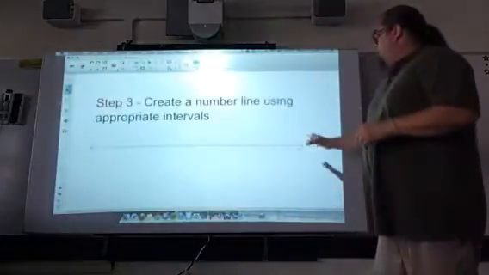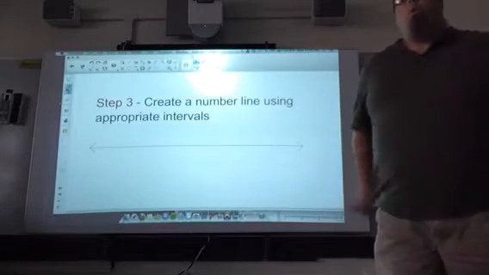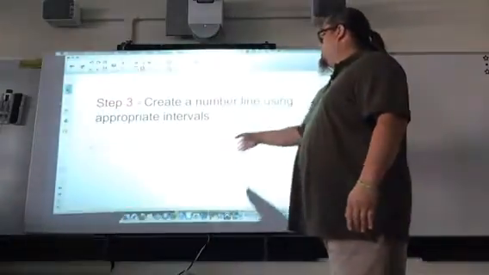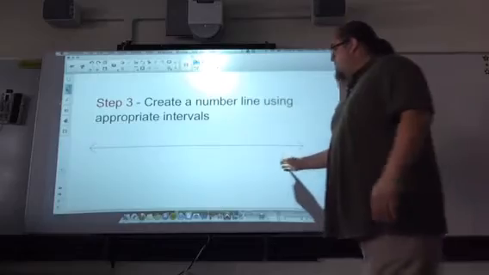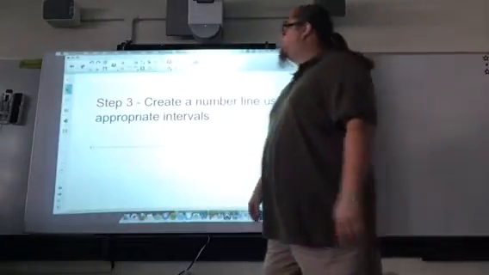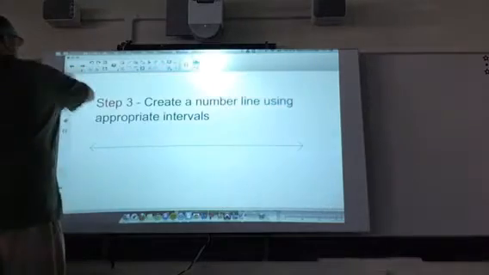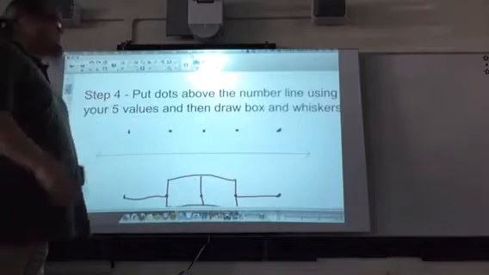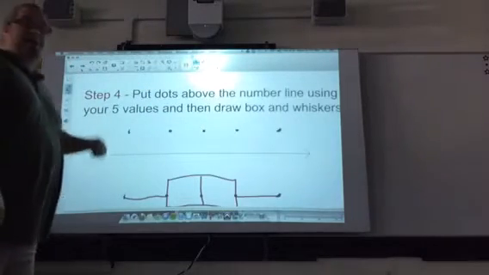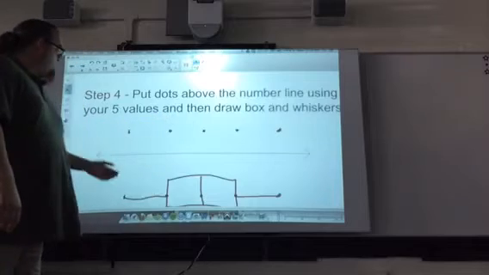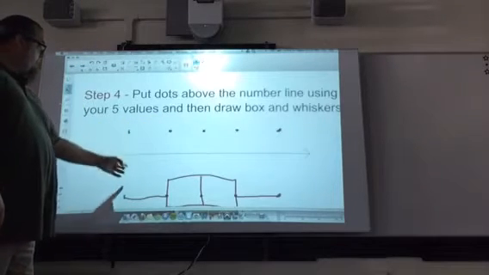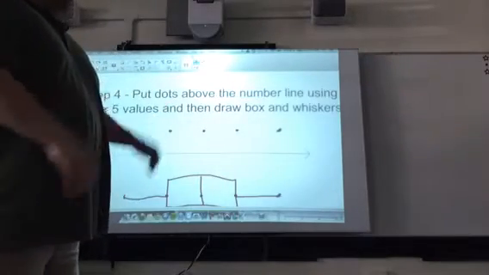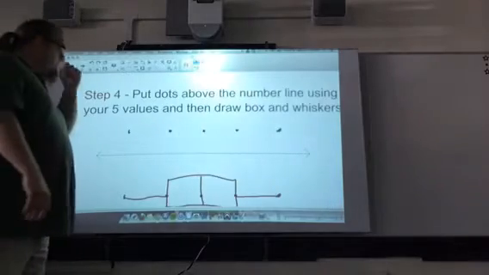Now, I didn't put the intervals in, but let's say you have test scores. What I would do if it's from 0 to 100, you'll just make 0, 10, 20, 30, 40, 50, 60, 70, 80, 90, 100. Underneath here, you make your number line, right? Step 4 is put dots above the number line using your 5 values. So let's say the first one was 20, you're going to put it above the 20. I didn't put the actual intervals in because it may not be 0 to 100. It could be 0 to 1,000. It could be any range of numbers.